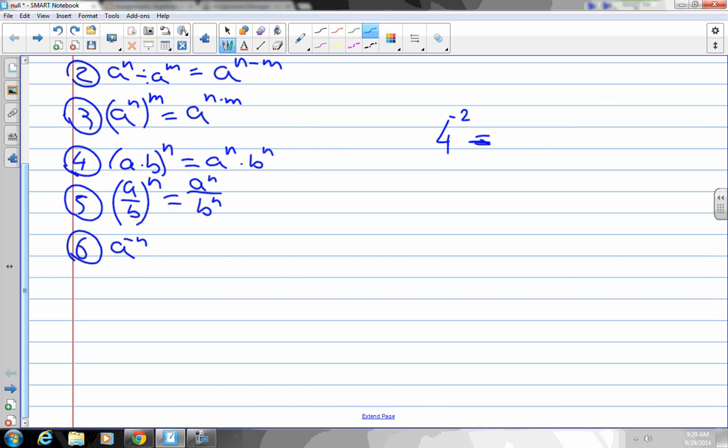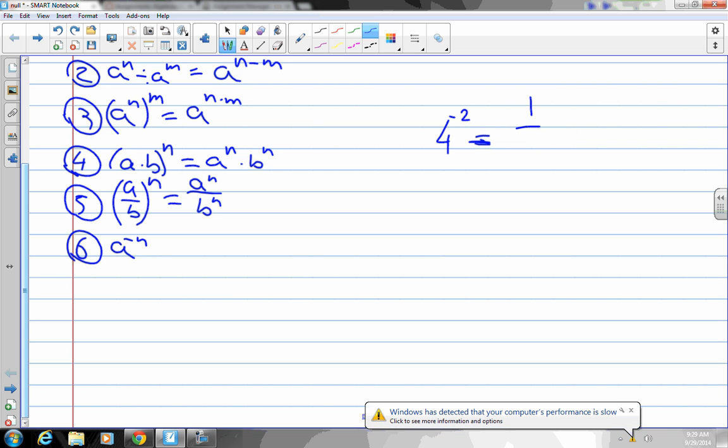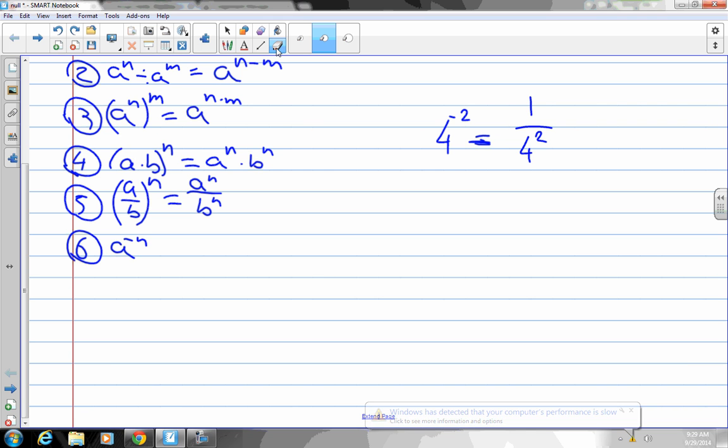Yeah, negative exponents mean reciprocals. That just means 1 over 4 squared. That's what negative exponents do. They flip the expression. Now, the reason for that is not just made up, like let negative exponents flip things. We don't do that in math. We like to see the reasons for that.